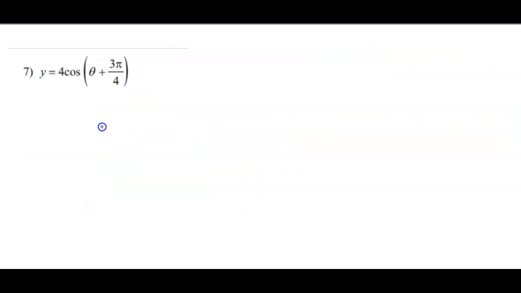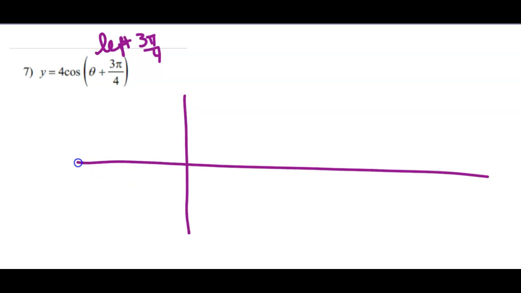All right, couple more. Ugh, phase shift. Okay, this is a shift left, 3 pi over 4. So it is going to start over here at -3 pi over 4. It is a cosine graph with no vertical shift. So it's going to start at its maximum and go like this. The amplitude is 4, and because it has no vertical shift, it's just going to go from 4 to -4.